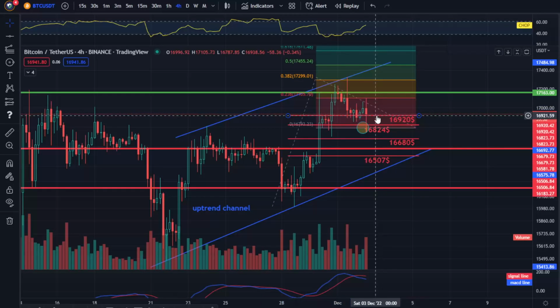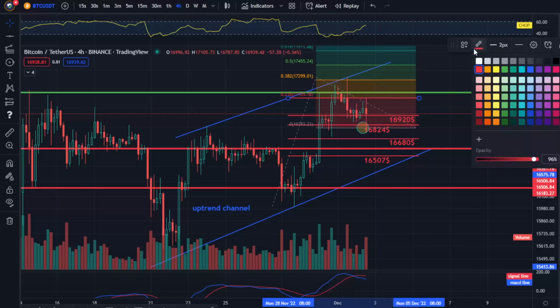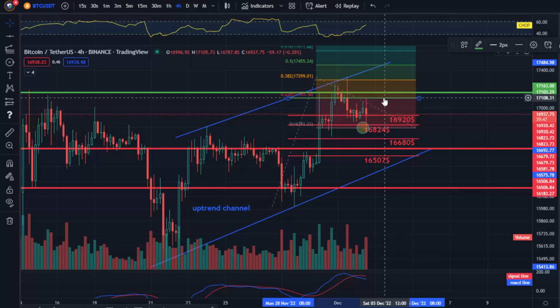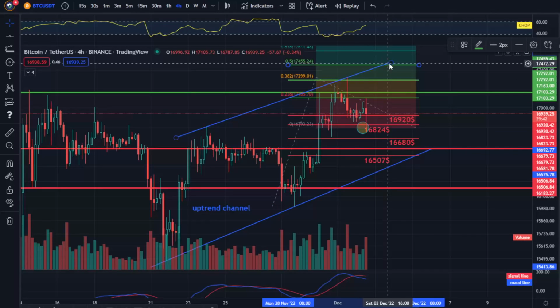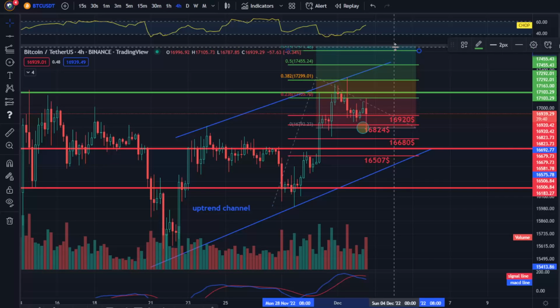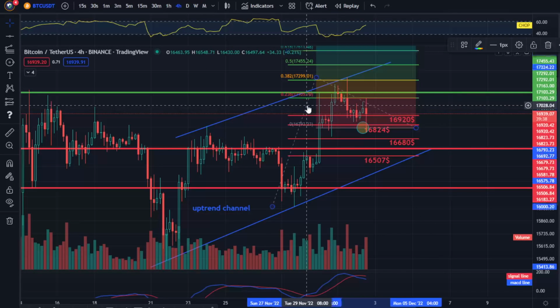$17,103. If we overcome it and the previously determined strong resistance for the entire movement, the price will go higher to the resistance at $17,292. Then $17,455 and $17,609.